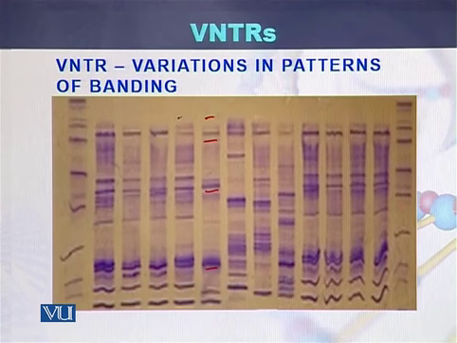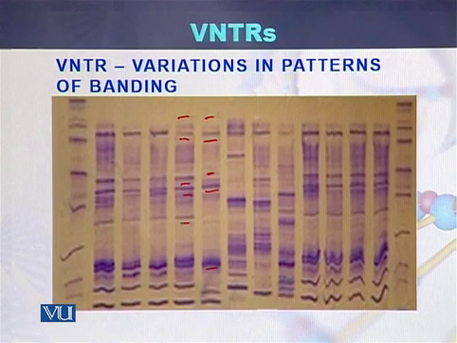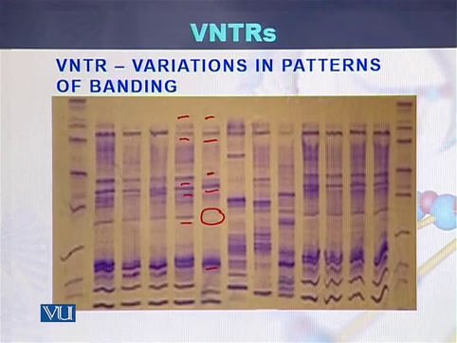While in the next lane we can see one band is here, the second band is here, and the band which was present in the previous individual is absent. So here is no band. There is another band in this row, and we cannot see that band in this individual. So with the help of these banding patterns, we can identify the variations between the VNTRs.